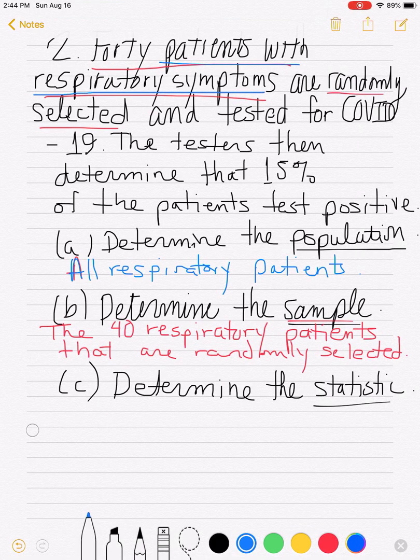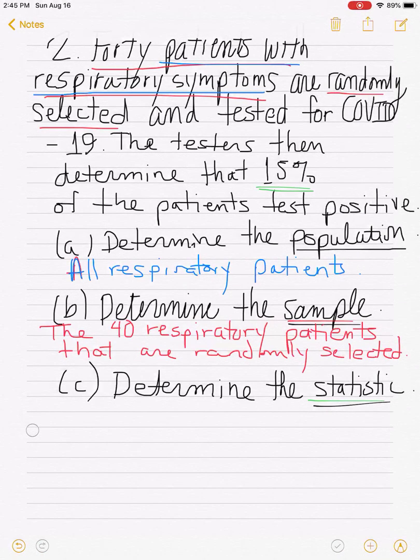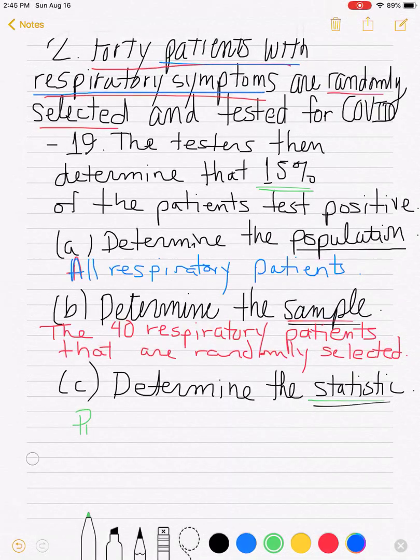All right. Okay, so the statistic. Well, the statistic is a numerical measurement that gives you some information about the sample. So the testers then determine that 15% of these patients test positive. So what is this 15% here? That is a proportion, right? Anytime you're talking about percentage, you're dealing with proportion.